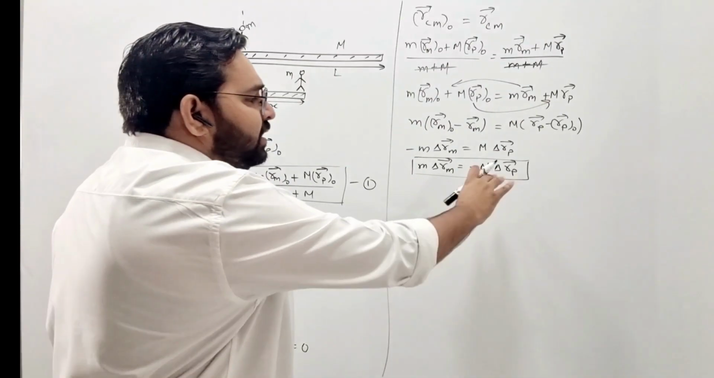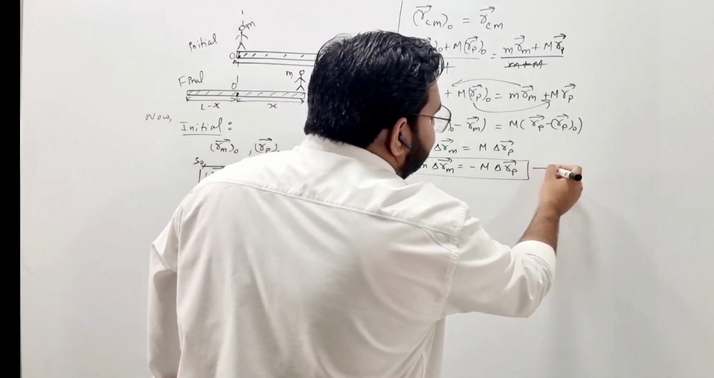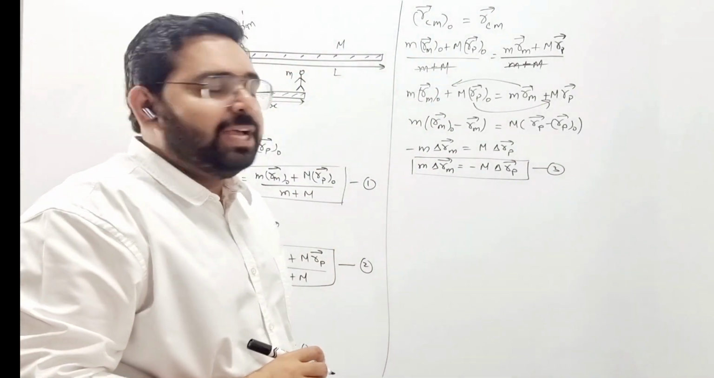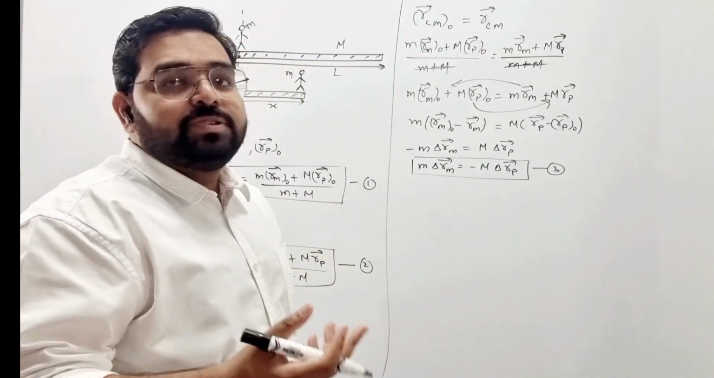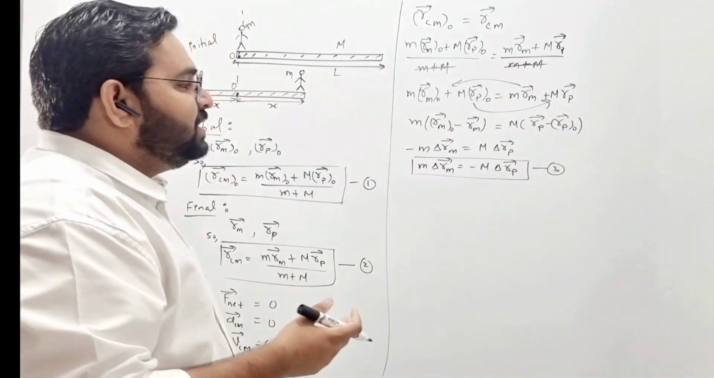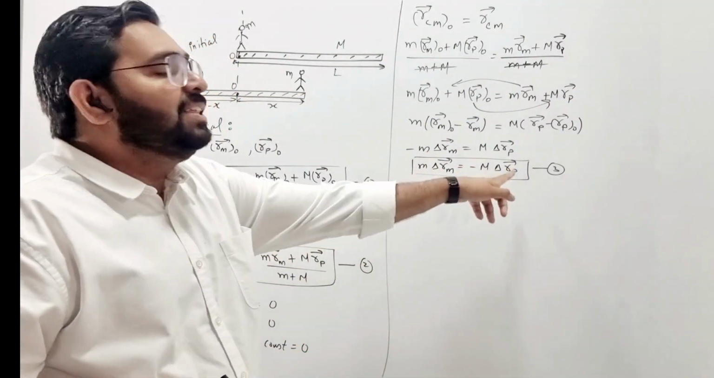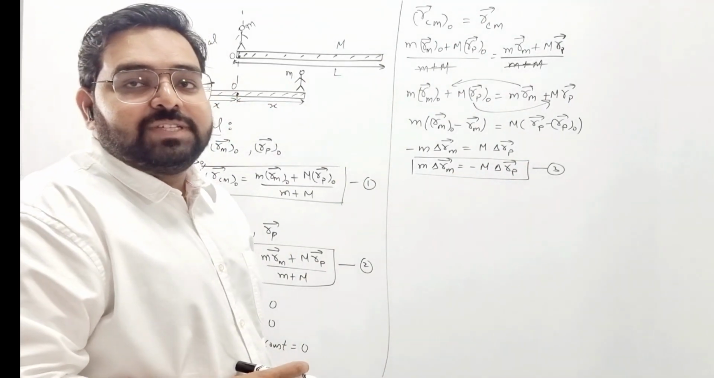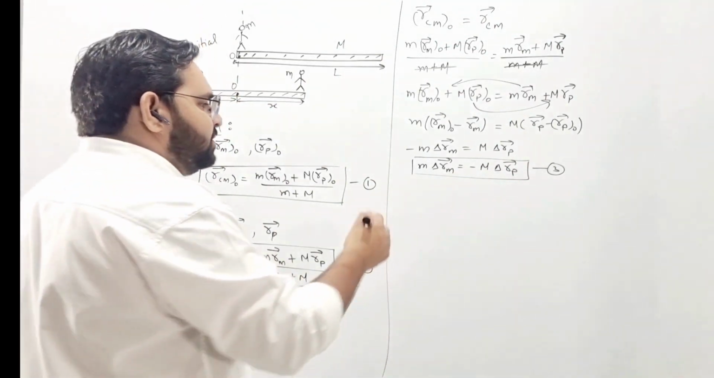Now from here, even though we are getting a good formula, a good relationship between the displacements of the man and the plank, we are still not in a position to solve the problem. What is missing? We neither know delta Rm, nor delta Rp. So now we'll take the help of relative displacement or relative position vectors.